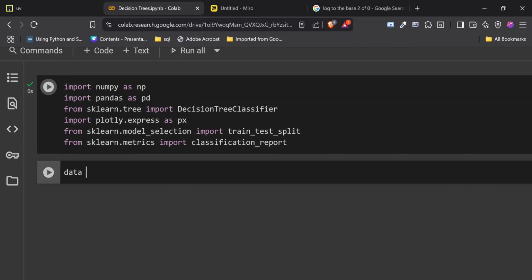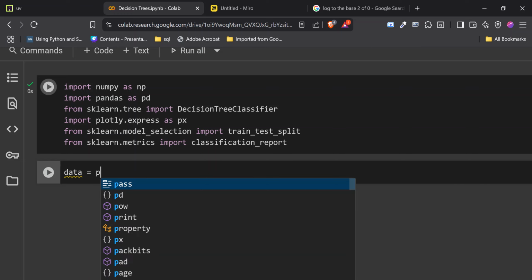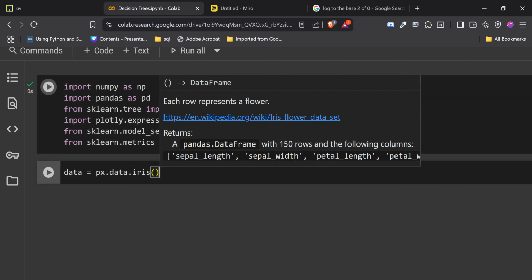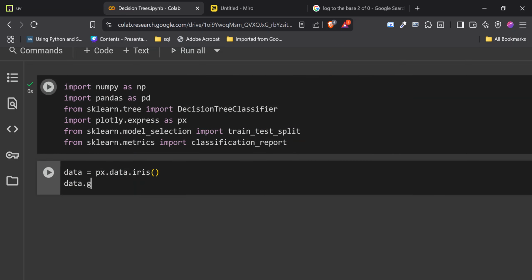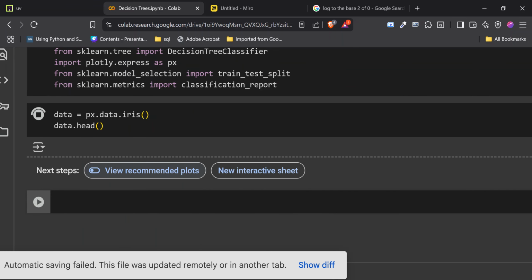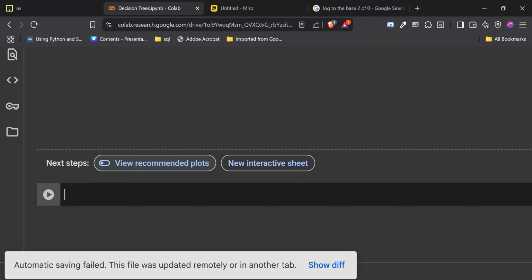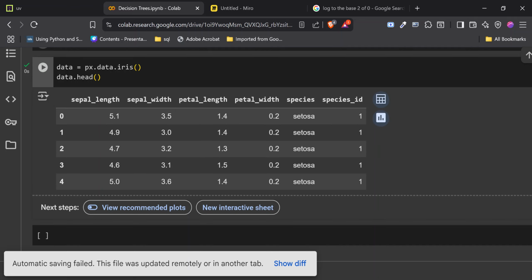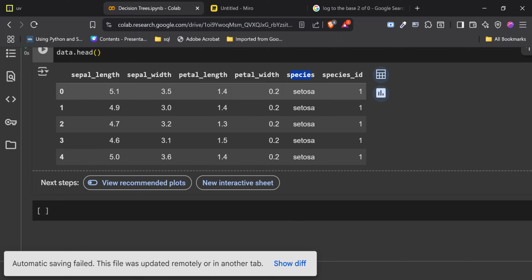So we are going to load our data, and the data is going to be a sample data set from Plotly. So it's going to be the iris flower data set. So we come here and say data.head. We're going to have this. So this is the data set that we're going to be using. I want to use all of this to predict species, like what species these are. And what we're going to do actually is we're going to use the species ID.